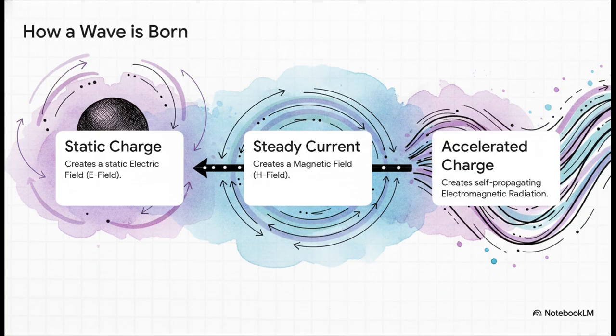First, you have a static charge just sitting there. That creates a static electric field, the E field. Simple enough. Now get that charge moving at a steady pace. Think of a DC current. That creates a magnetic field, the H field. But here's the key. The real magic ingredient to create a wave that actually leaves the antenna and goes somewhere is acceleration. You have to accelerate that charge. That's what creates a self-propagating electromagnetic wave.